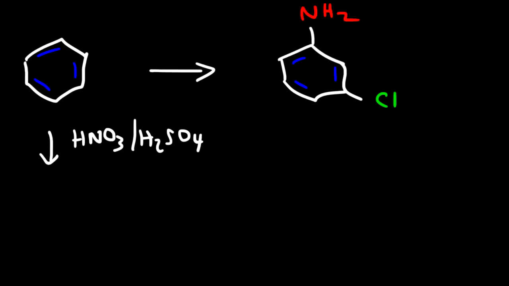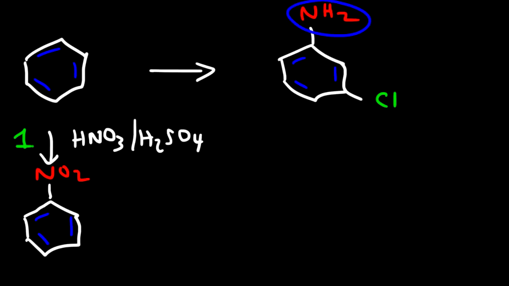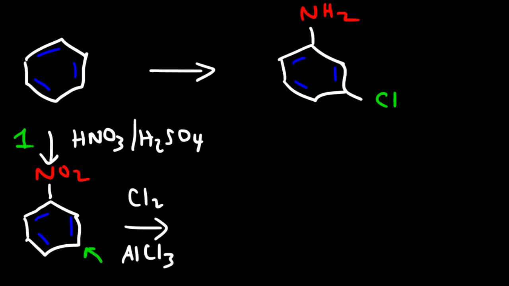So that is the nitration of benzene. And so this is going to give us nitrobenzene. Now we don't want to reduce NO2 to NH2 yet, because this will convert to an ortho-para director. So at this point, we want to add a chlorine with AlCl3. And so the NO2 will direct the chlorine to the meta position, which is where we want it.